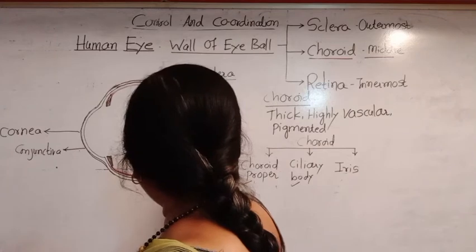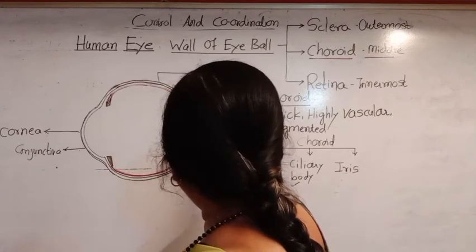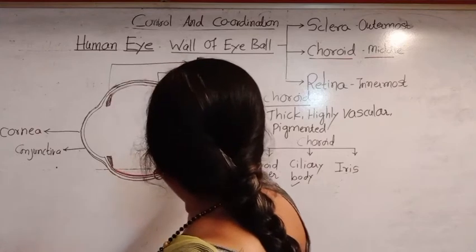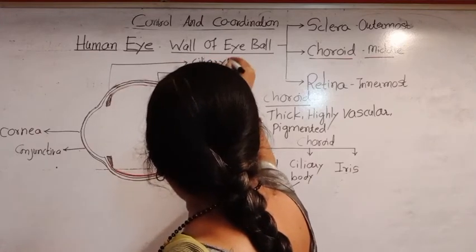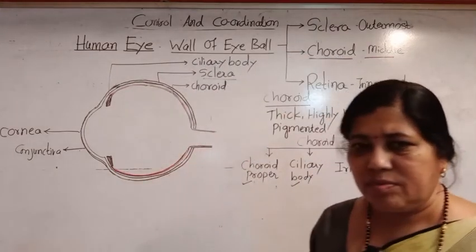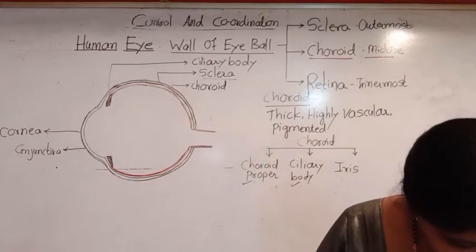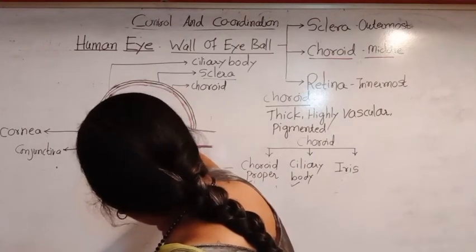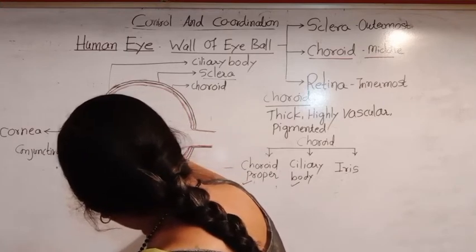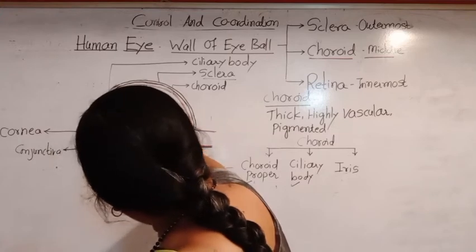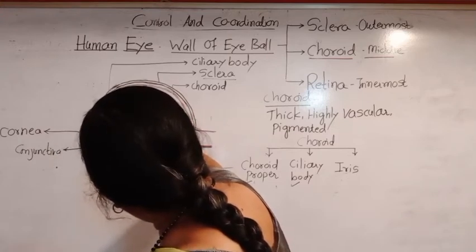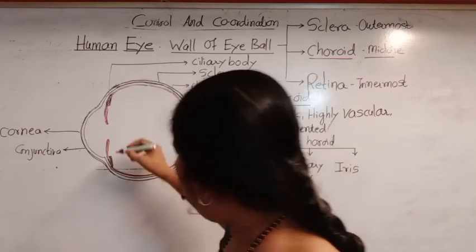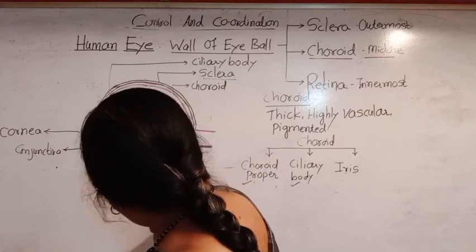So sclera, and this is choroid, and what is this? This is ciliary body. And see, this is iris. This is iris. So the forward segment of ciliary body is iris. Actually, it is a diaphragm, a muscular diaphragm, which is perforated at the middle.